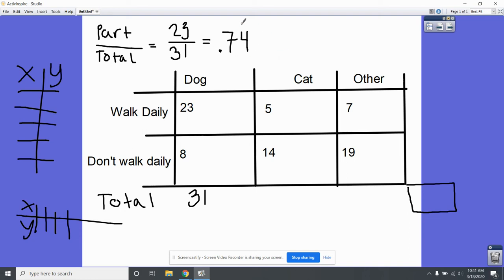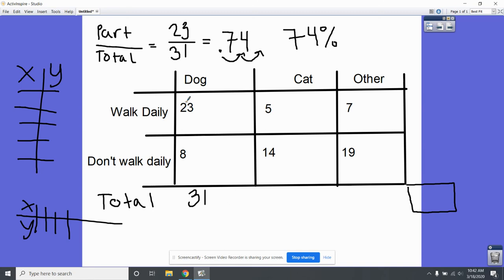Whenever you round, make sure you read whatever directions it gives you on ALEKS. So this is a decimal, but I want a percent. So I move my decimal 2 spaces to the right. And 74% of the people who have dogs go on a walk daily. So that is one type of relative frequency. We could say, hey, of these people with dogs, what percent walk daily?